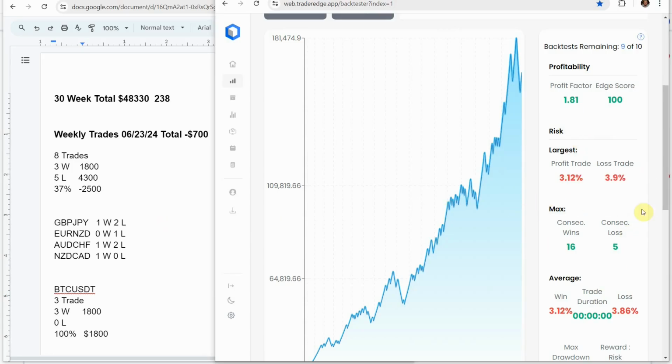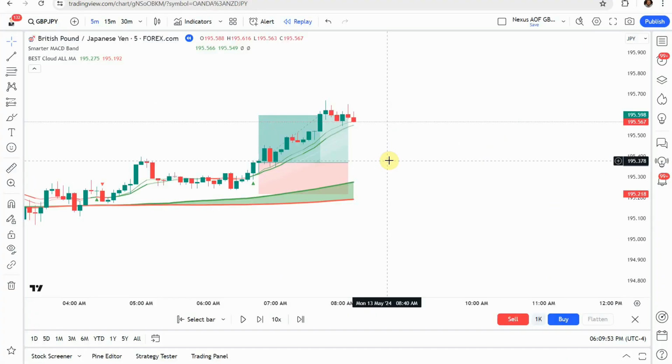You see more stats on the strategy here and the growth of the equity there. Alright, that's it for this strategy here. We're going to go ahead and put this one on the no list and move on to the next video from here.